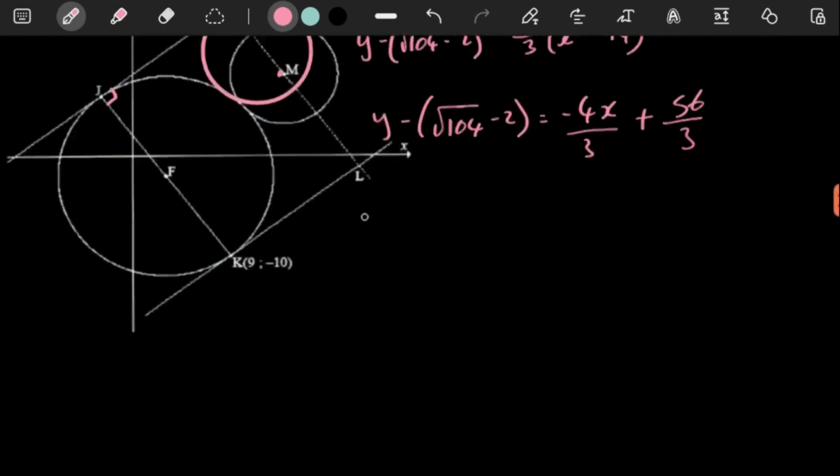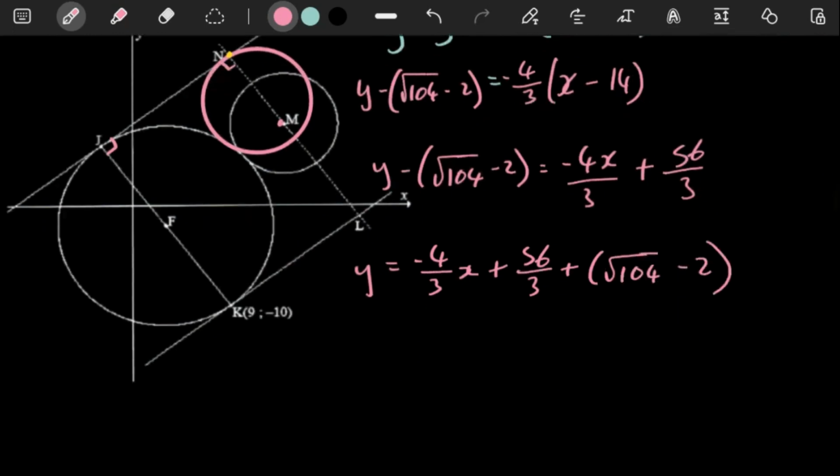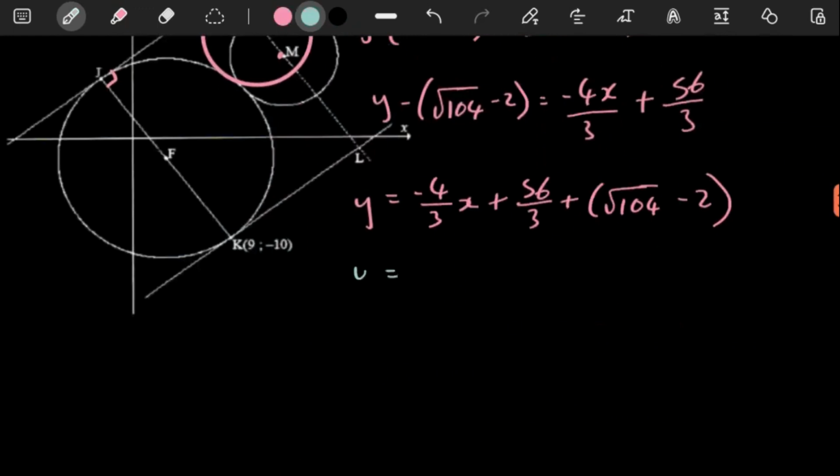Okay, fine. Now you can move everything on the right. So this is -4/3x plus 56/3. This whole thing goes to the right, so square root of 104 minus 2. Now we can just put the numbers in the calculator. You see -4/3x, this whole thing in the calculator, let's see what it gives us. 56/3 plus that whole number in the square root. What is this thing now?